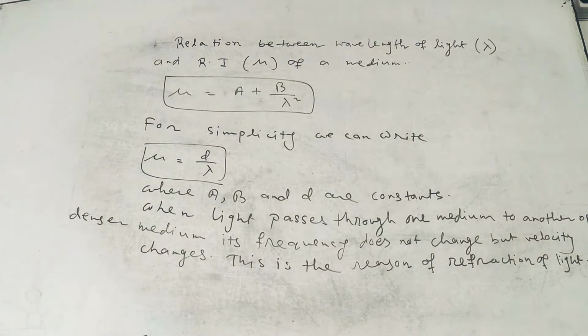Optically denser medium, then its frequency does not change, but velocity changes. This is the reason of refraction of light.